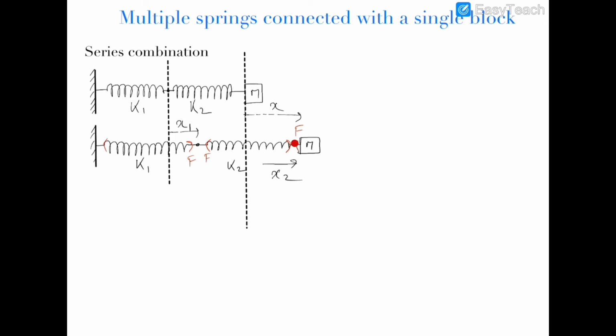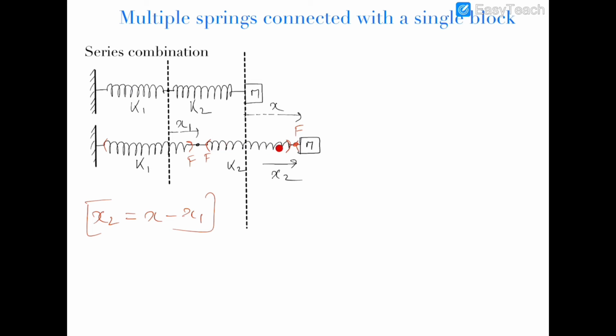Now the displacement of this point is x, in fact, and the extension of this spring is x2. Then we can say that x2 would be equal to x minus x1, because if we are displacing this point by a distance of x, and this point moves in the forward direction by a distance of x1, then this point will stretch the spring by a distance of x, and this point will release the spring by a distance of x1.